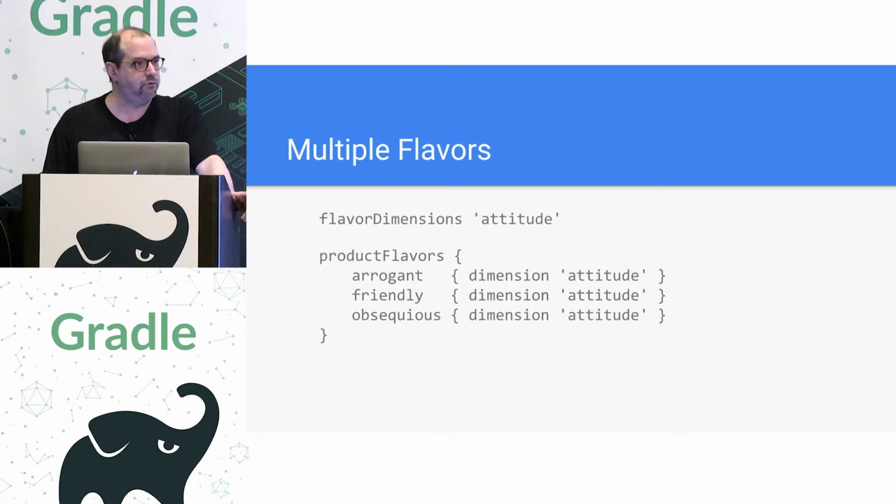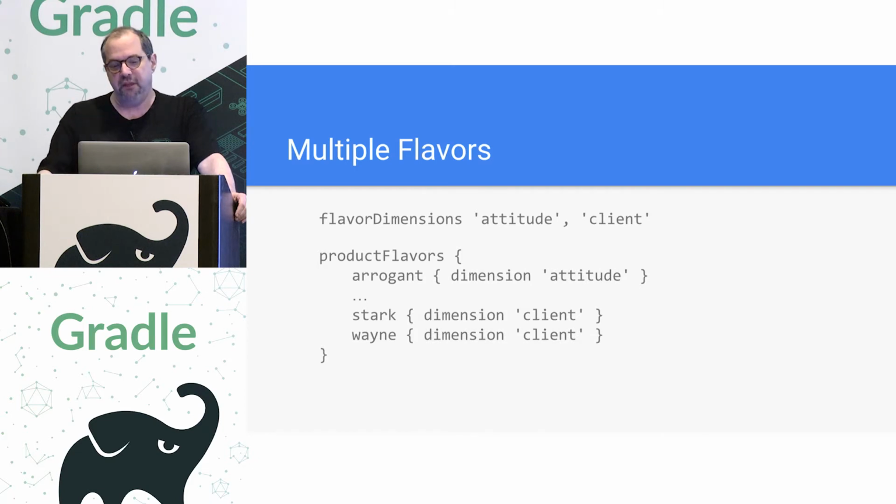When you upgrade to Android plugin 3, you'll have to do this on any flavors that you have, but simple enough to do. Now, in this case, I also added a client dimension as well. This is what I had when I had 2 dimensions. So in addition to attitude, I also have one Hello World app that is prepared for Stark Industries and another that is prepared for Wayne Enterprises, if that rings any bells, hopefully.